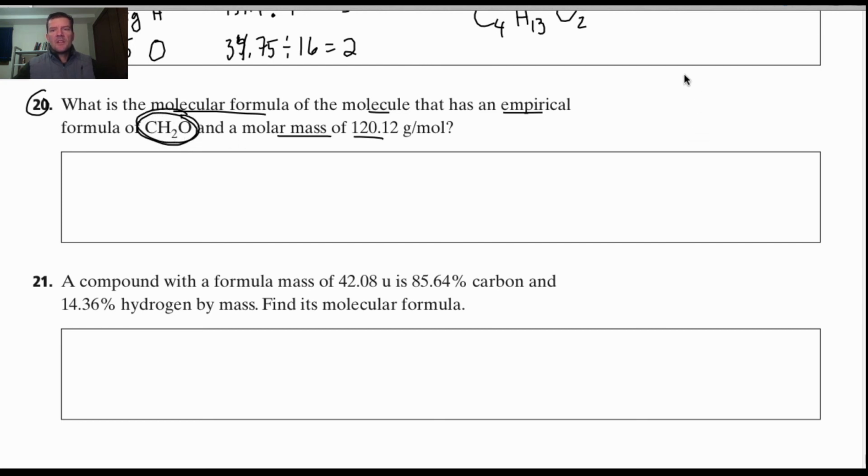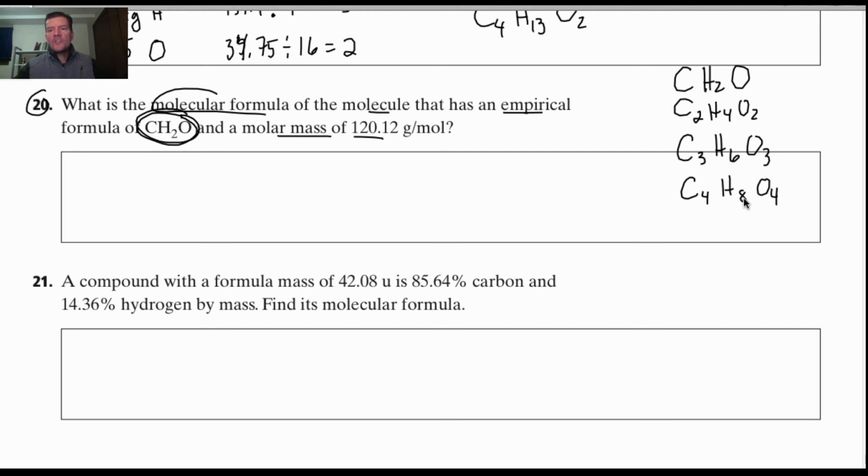Here's what I mean. Here's the empirical formula, CH2O. But the actual formula could be C2H4O2. That's a 1 to 2 ratio. This is a 1 to 2 ratio. It could be C3H6O3. Okay? It could be C4H8O4. That's a 1 to 2 to 1 ratio as well. It has to stay in a 1 to 2 to 1 ratio. It has to stay in the same ratio.